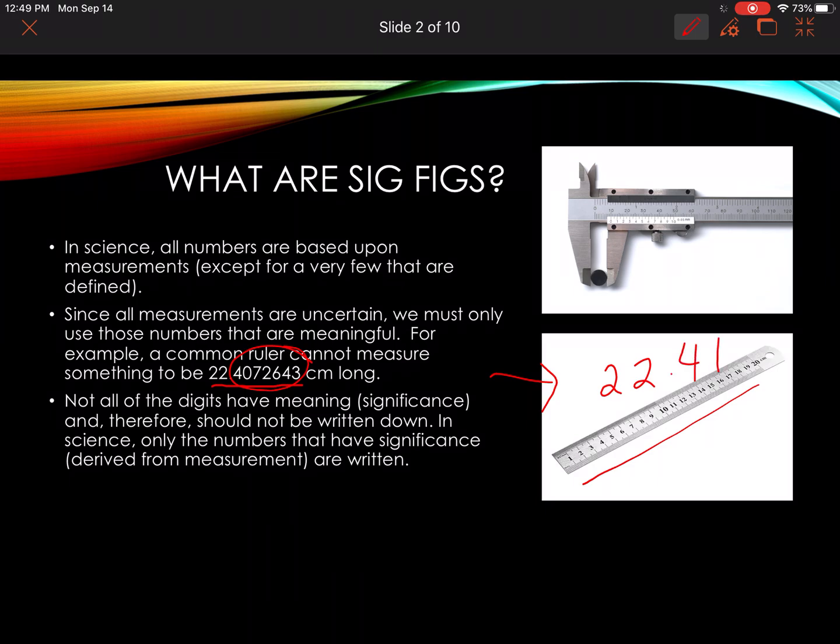This number, using this particular ruler, would be 22.41. However, if we were to use something like a vernier caliper, which is this device here, this allows us to get more significant figures. It allows us to measure something to a greater detail. We're not going to use the vernier caliper, I'm just showing you that as an example. You may have used that in your grade 10 course. But anyways, depending on what instrument you use, that's going to determine the significant figures that you have.